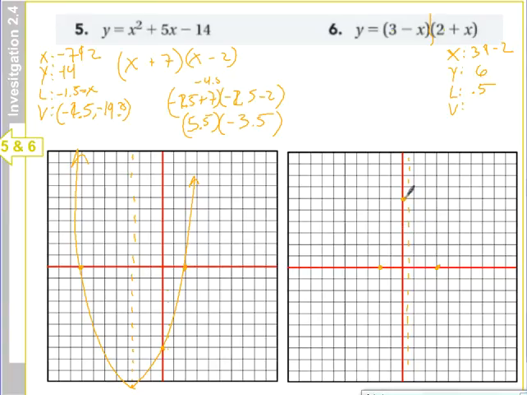Put a dot. Great. And then my vertex is going to be 0.5, comma something. So 3 minus 0.5 is 2.5. 2 plus 0.5 is 2.5. And then, so that is 6.25. So I go up to 6.25, put a dot, and now I can draw my parabola. And there we go.